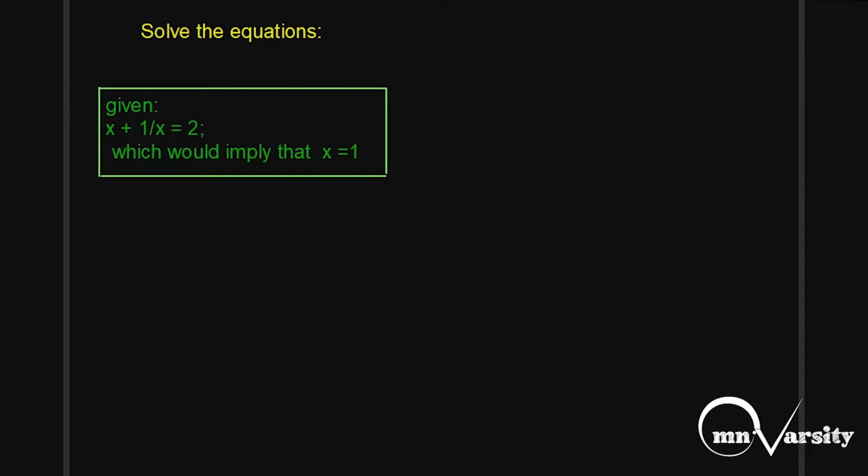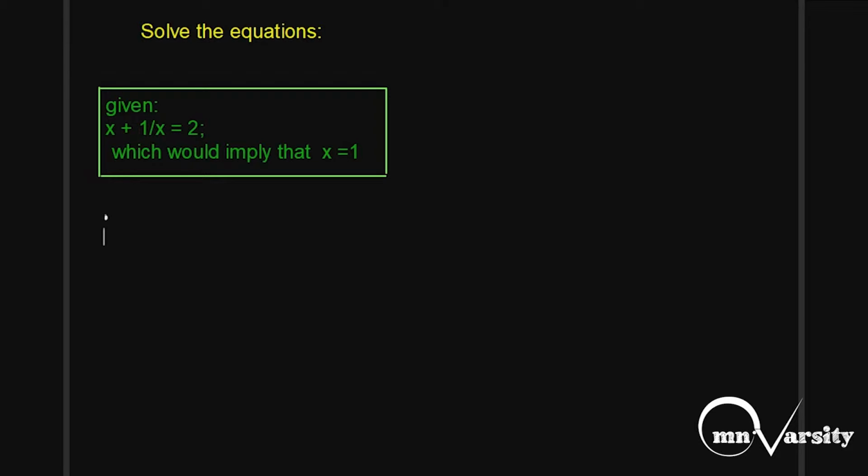If the equation is given as x plus 1 by x is equal to 2, it would imply that x equals 1. So if this kind of an equation is given, we can simply understand that the value of x is going to be 1.